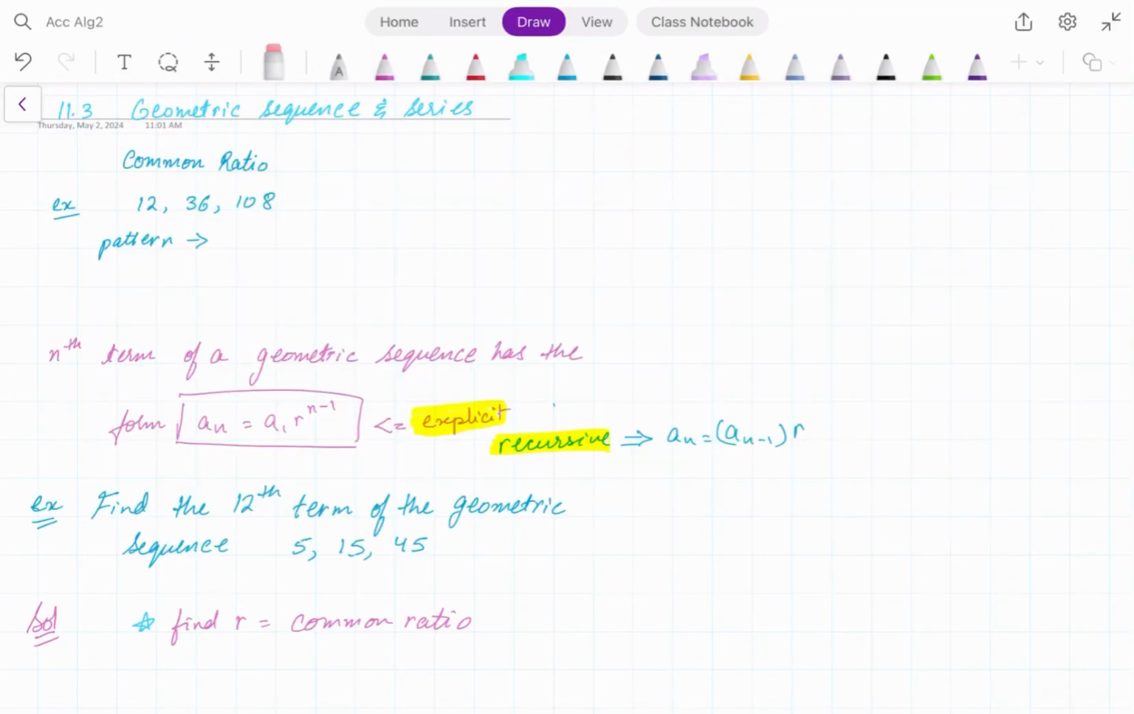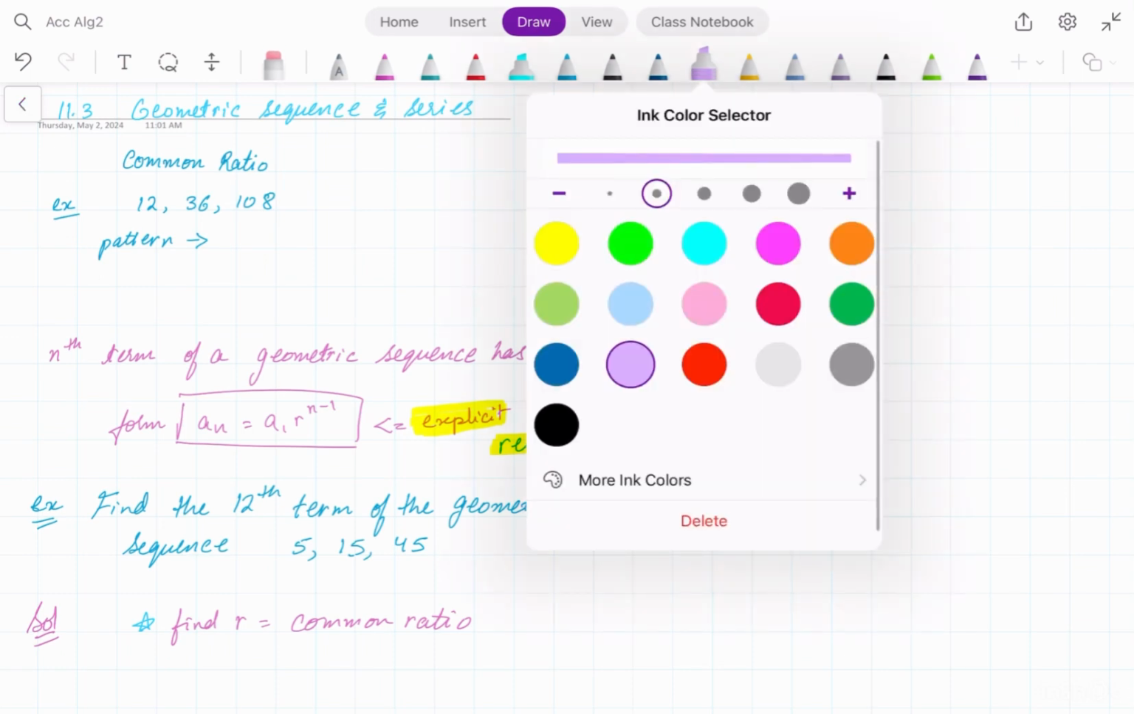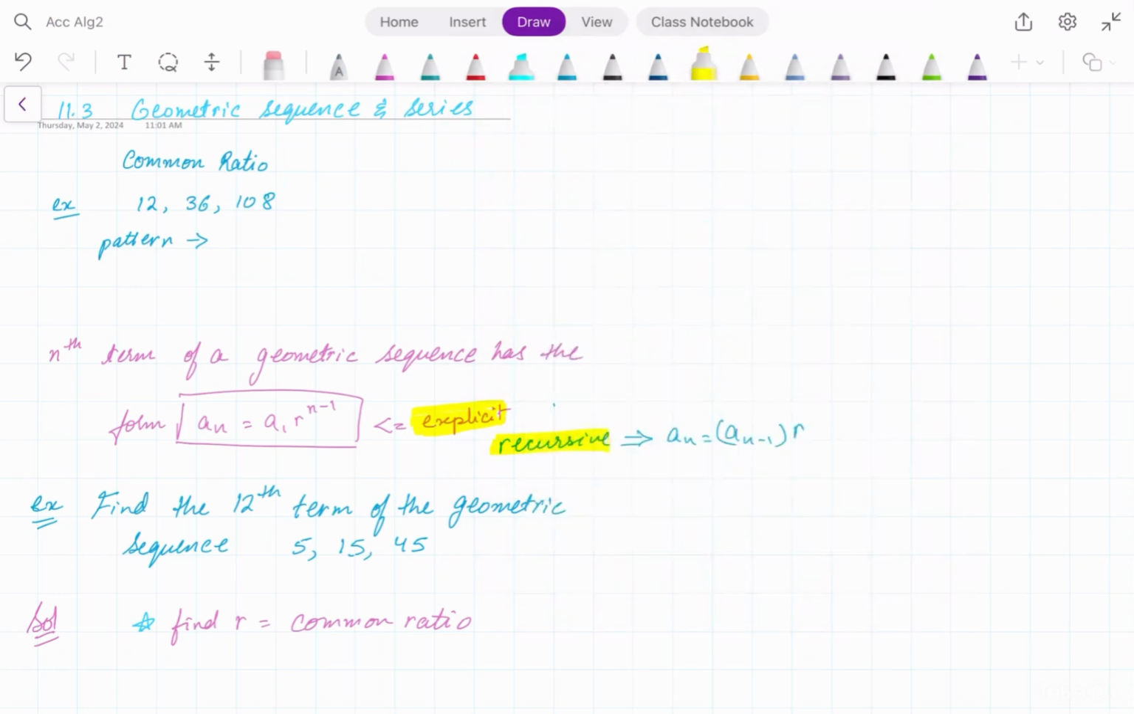Welcome back. Today we will be talking about the geometric sequence and the series. So geometric implies the common ratio. If you look at the numbers 12, 36, 108, what is the pattern that we can see? We can see the pattern is 12 times 3 and then 36 times 3.